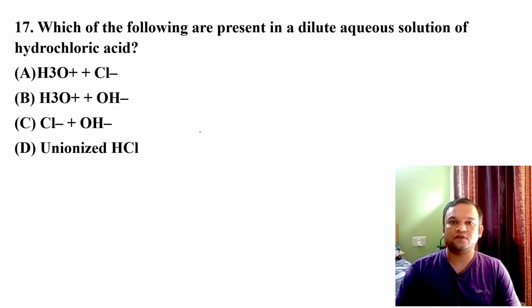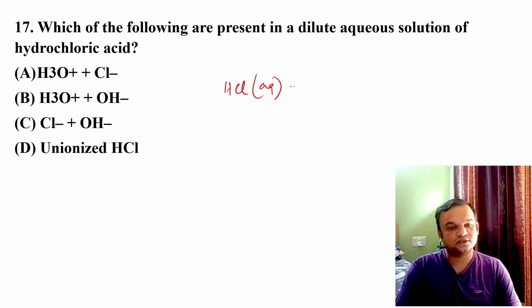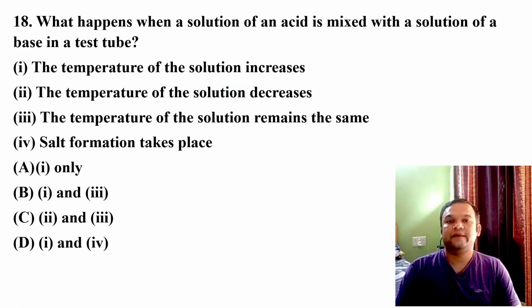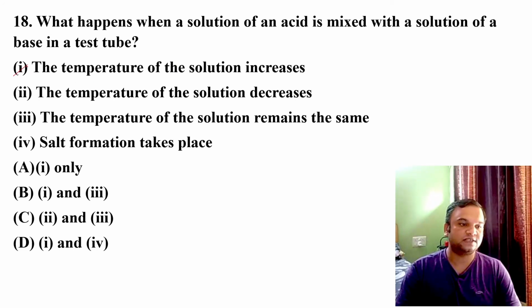Next question says, which of the following are present in a dilute aqueous solution of hydrochloric acid? Whenever hydrochloric acid or any acid is in aqueous solution, when it dissociates, it forms hydronium ions, and as the HCl contains the chlorine atoms here, chloride ions will be also formed, and that is why option A will be the correct answer for this question. Next question says, what happens when a solution of an acid is mixed with a solution of a base in a test tube? Whenever an acid and a base are reacting, they form salt, and in the process, temperature of the solution also increases, and that is why statement 1 and statement 4 are the correct statements, and that is what is given in option B.